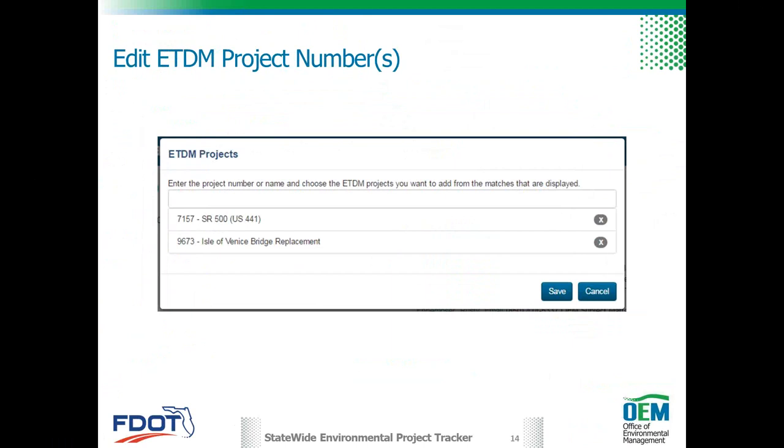The ETDM project numbers can also be added or removed using the edit button and dialog that appears. And again, when you add these ETDM numbers, it will no longer automatically import or affect your project description like it was doing previously. Now it will just add the ETDM number. If you want to pull in the project description from ETDM, you'll do that through the basic project setup and the import button that we saw earlier.